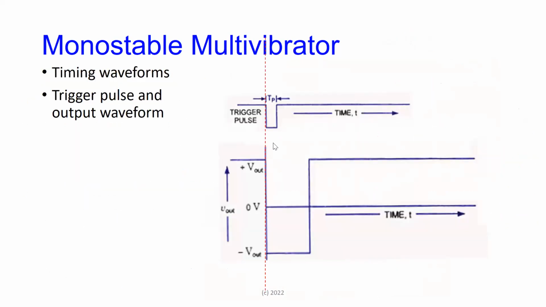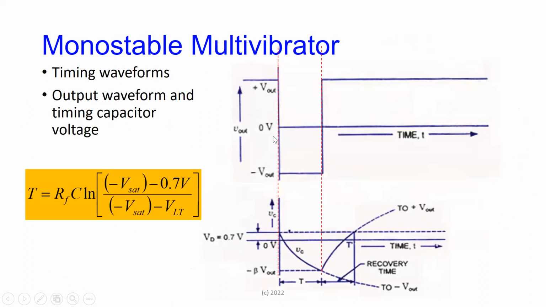In the unstable state, it goes down to minus V lower threshold. And the timing relationship for that, how long the pulse is, is minus VSAT minus 0.7, because the capacitor starts at that, over minus VSAT minus the lower threshold value. And again, we're not going through the derivation of it.